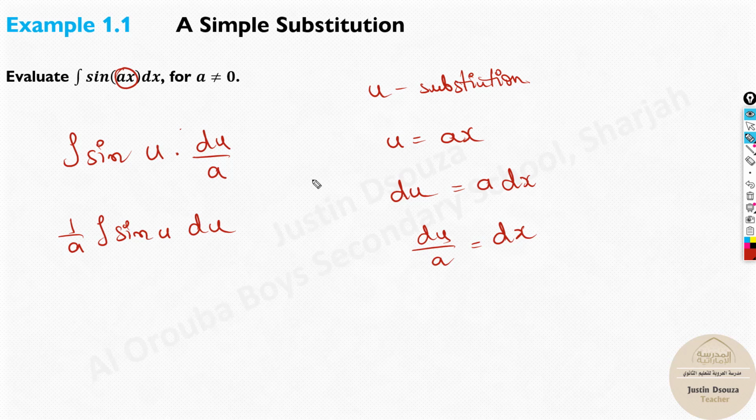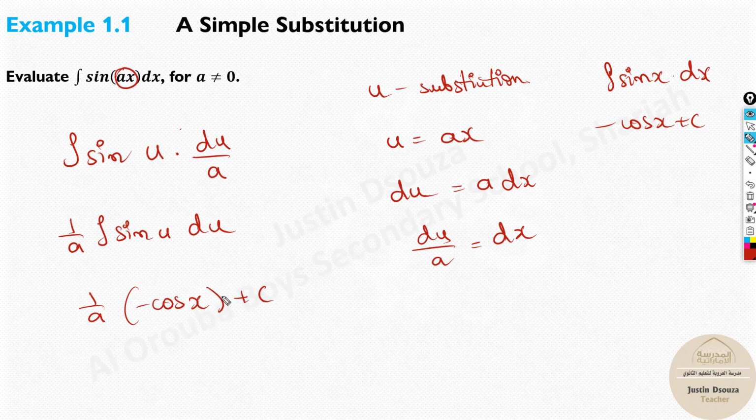Then I can easily use the integral formula of sine. The integral of sine x dx is minus cosine x plus c. I will apply the same thing, but instead of x I have u. So it's going to be 1 by a times minus cosine u plus c. Why are these brackets there? Because 1 by a is multiplied with the negative sign. So I'll just take the sign outside. It's minus 1 by a cosine u plus c.